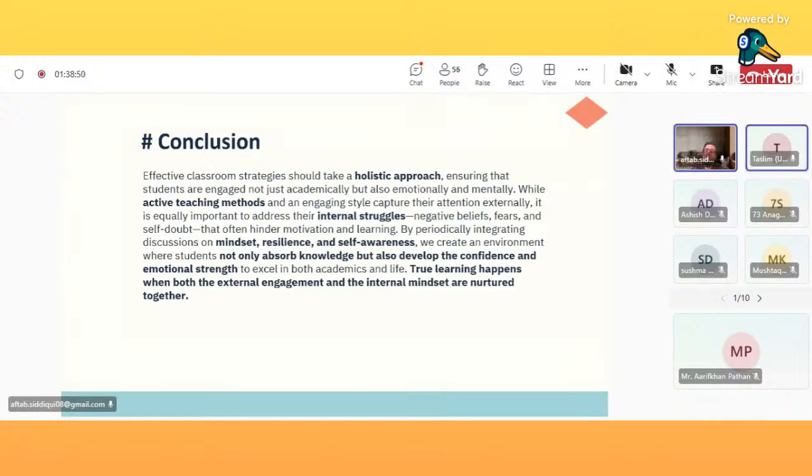You can see, if you do this every 2-3 days, the moment you enter, they have this feeling that something is about to happen here. This will help definitely.